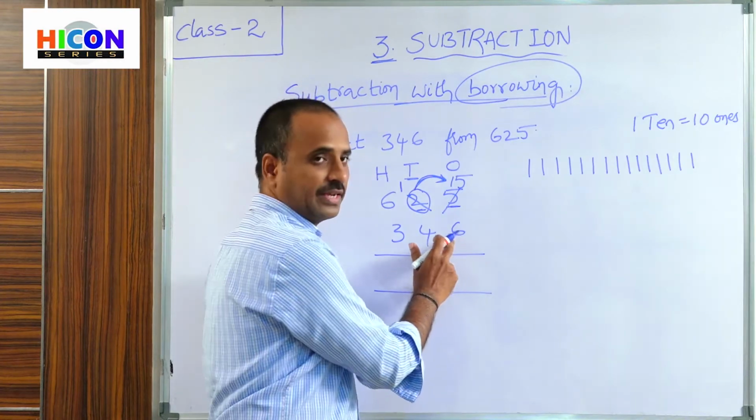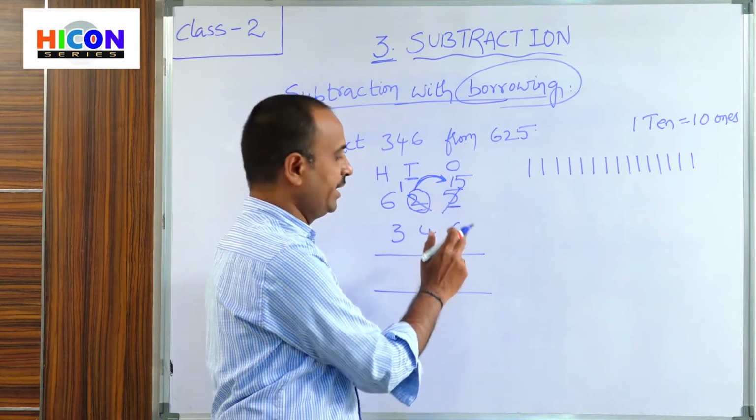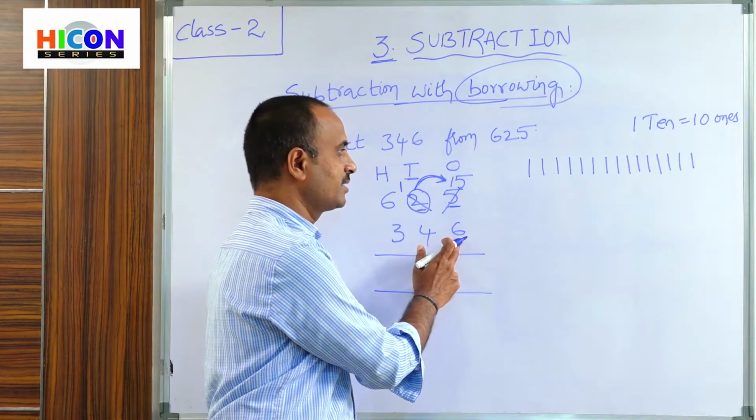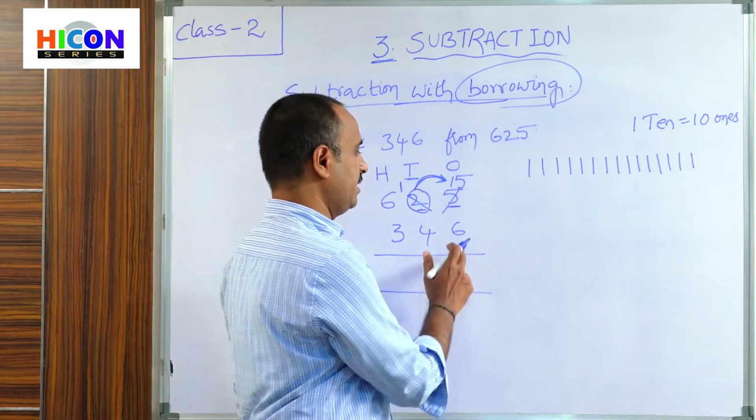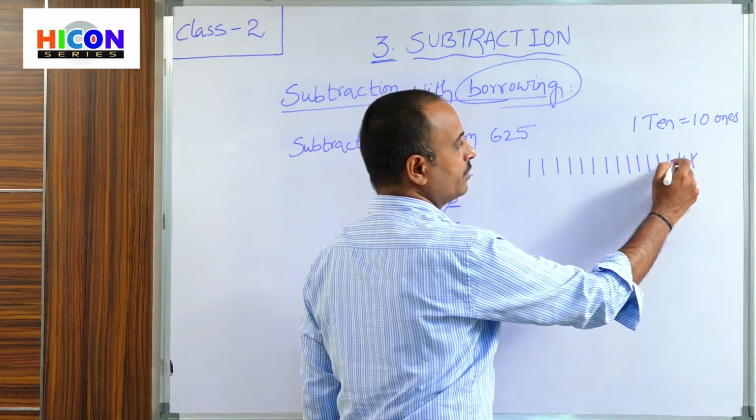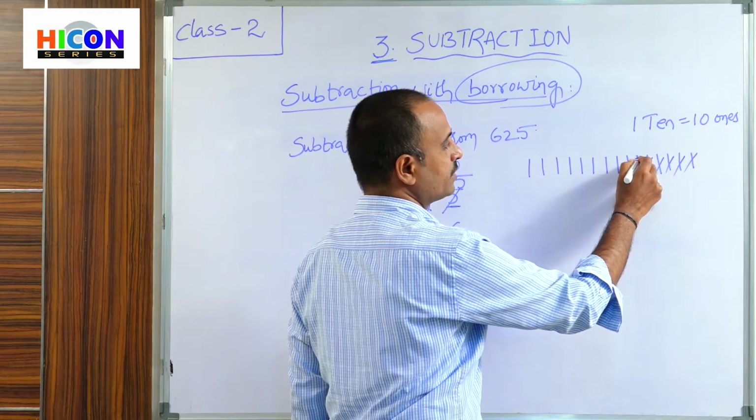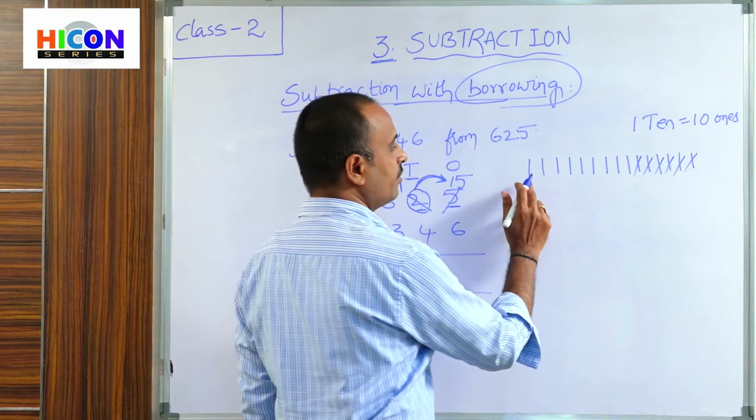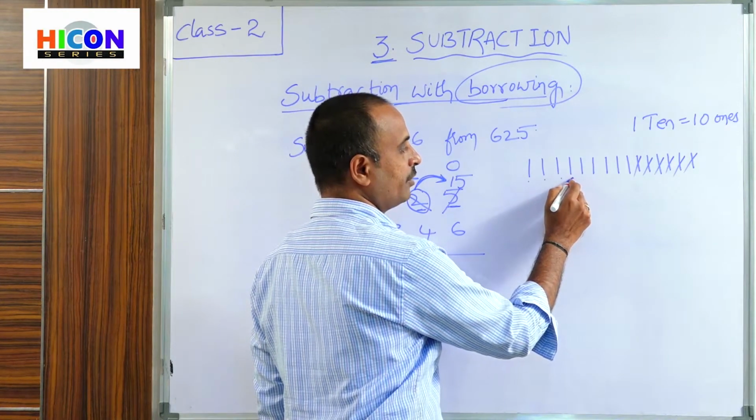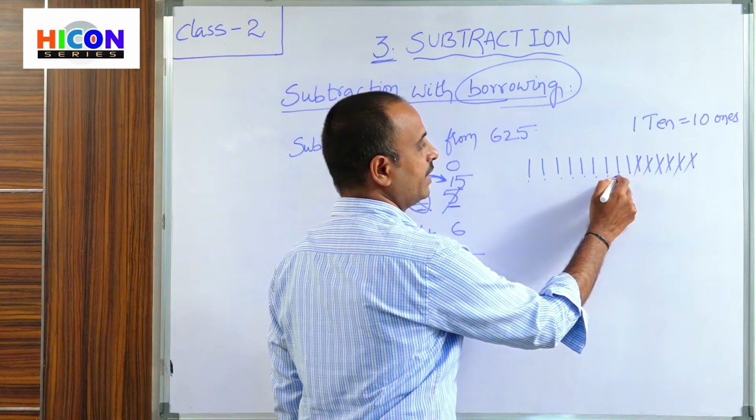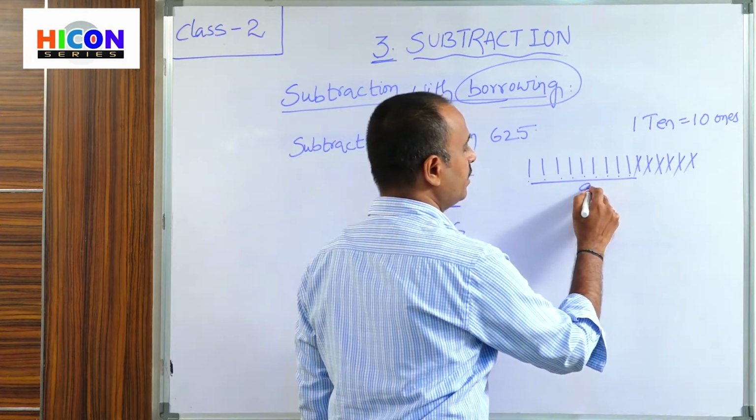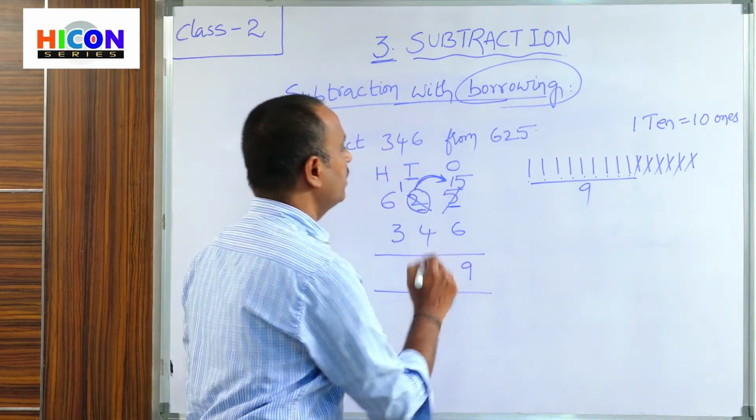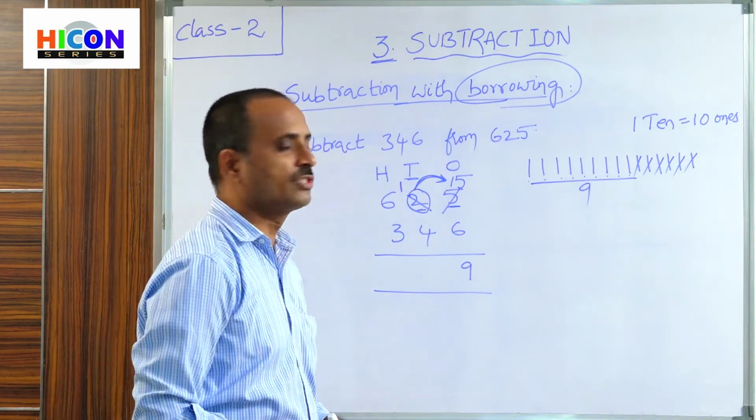So now the second number is 6. So subtract 6 from 15 means we have to take away 6 from the 15. That means strike off 6 lines among these 15 lines. So strike off 6 lines. 1, 2, 3, 4, 5, 6. So children, I have struck off the 6 lines. How many lines are left there? 1, 2, 3, 4, 5, 6, 7, 8, 9. So total there are 9 lines. 9 lines are left. So the answer is 9. So write 9 under ones place. So the subtraction in ones place is completed.